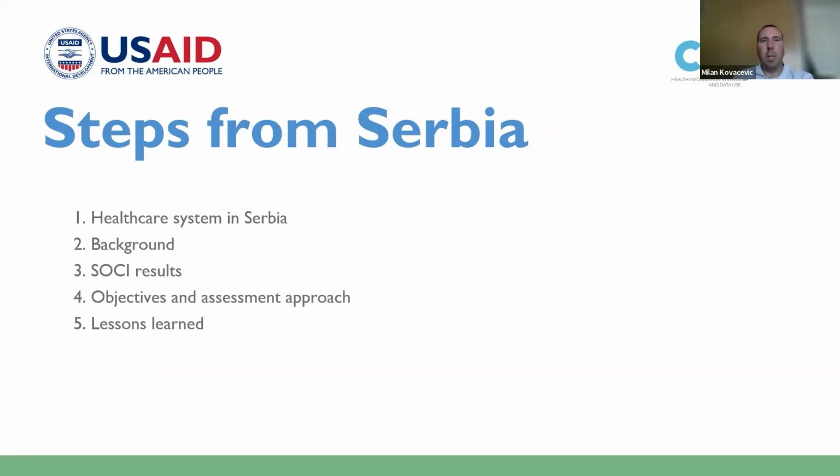Let me first explain how the health care system is organized in Serbia, who the main stakeholders are, and how things are working here. After that, I will say a few words about history and the digitization process. Then I will continue with tool selection that we just heard from Alimu, and finally I will finish with lessons we have learned.